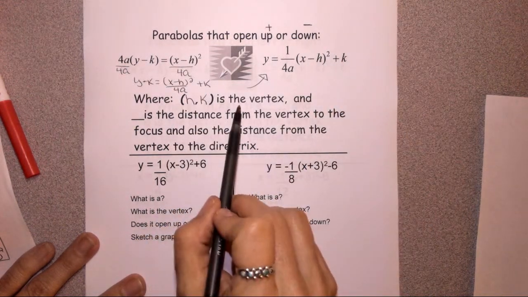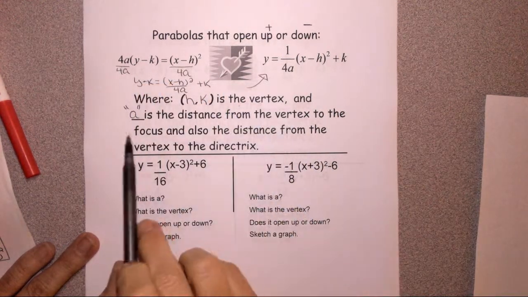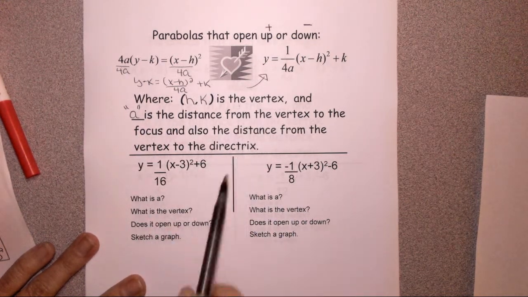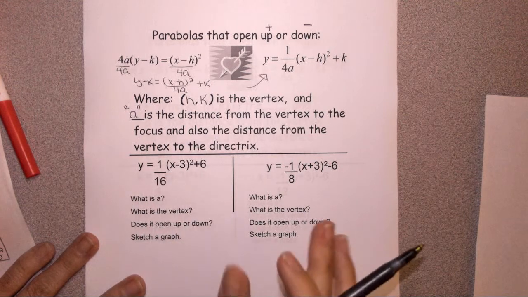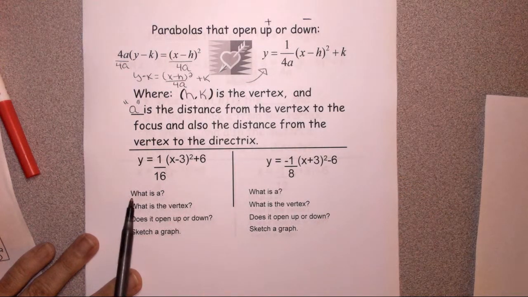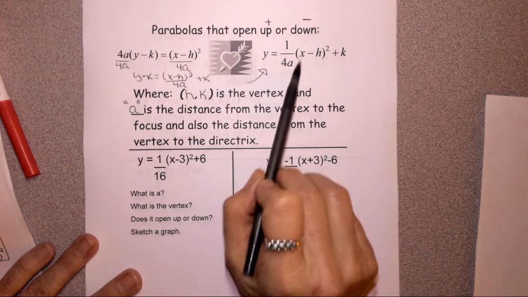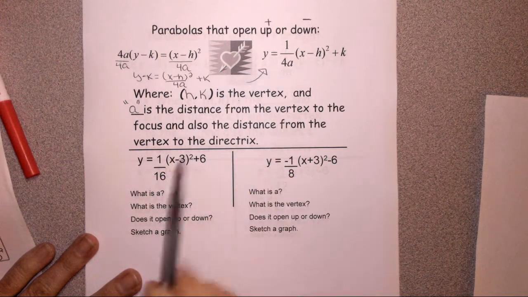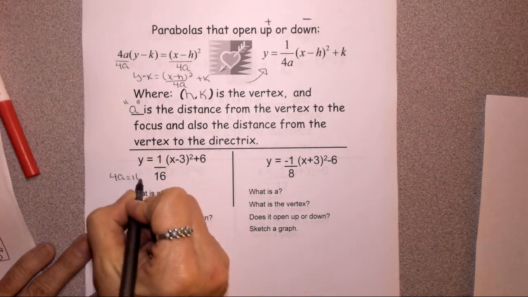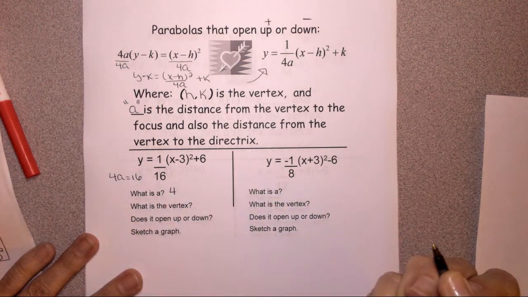So (h, k) is the vertex, and a, as we talked about a second ago, is the distance from the vertex to the focus, but it's also the distance from the vertex to the directrix. So if I gave you an equation and no calculator, you should be able to identify parts of the parabola. The first thing I'm going to ask you for is what is A? If you notice in the formula, the denominator is always 4 times A. So 4 times A is equal to 16. If I divide 16 by 4, we find out that A is 4.